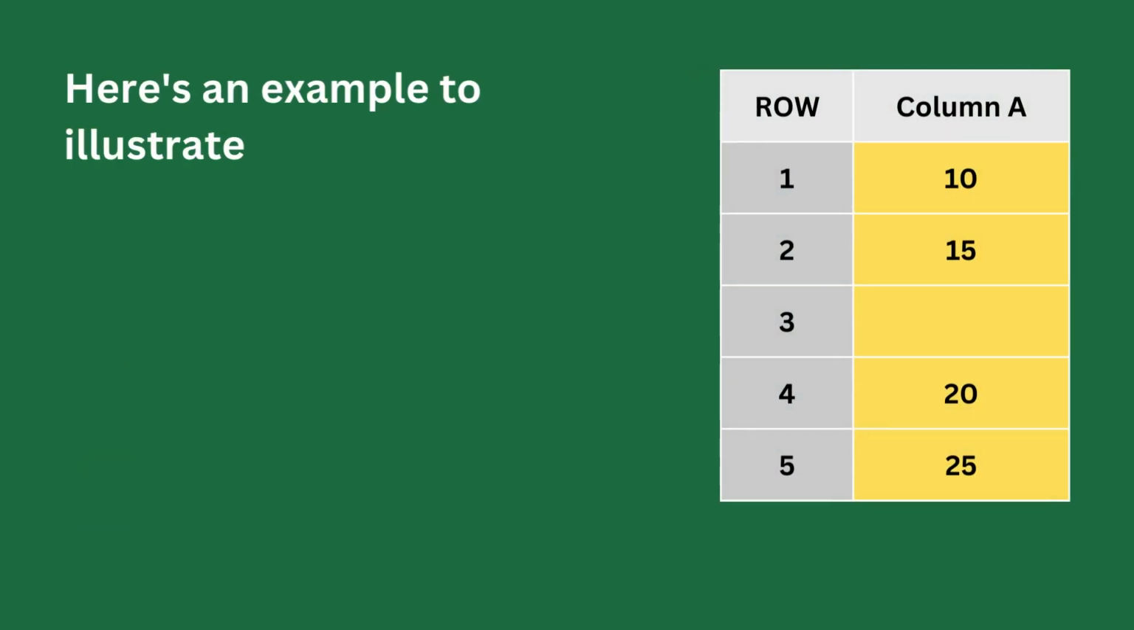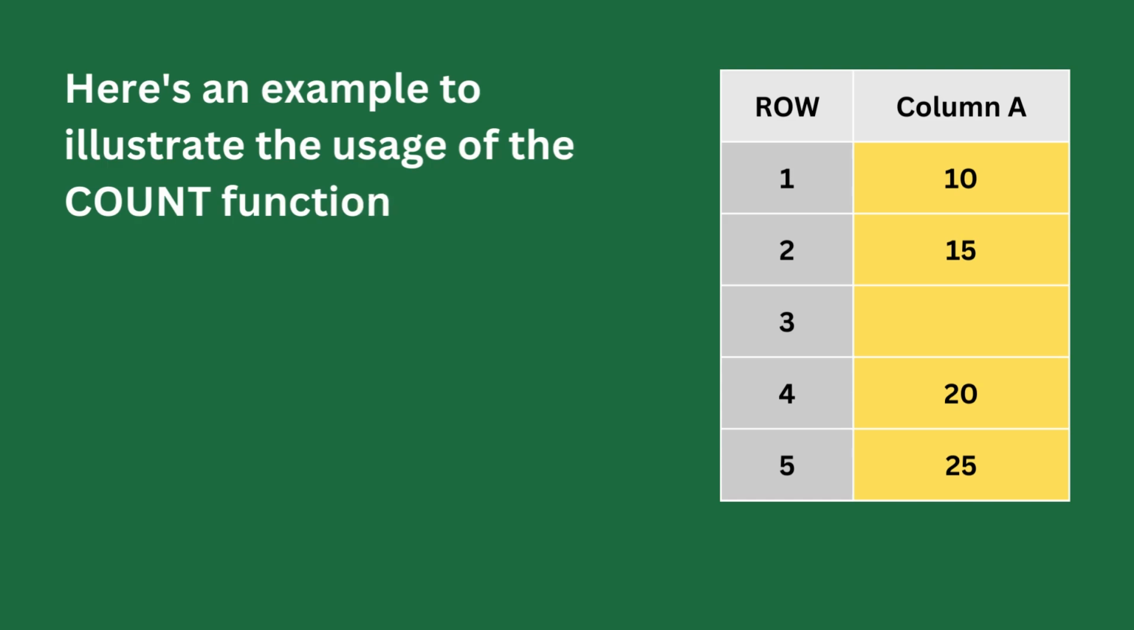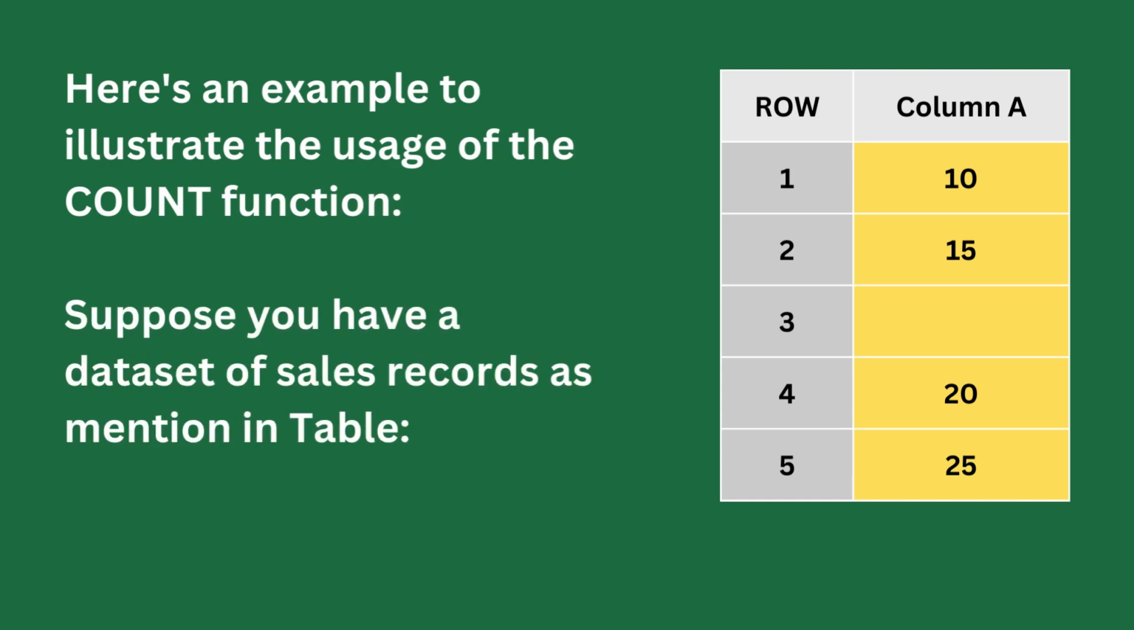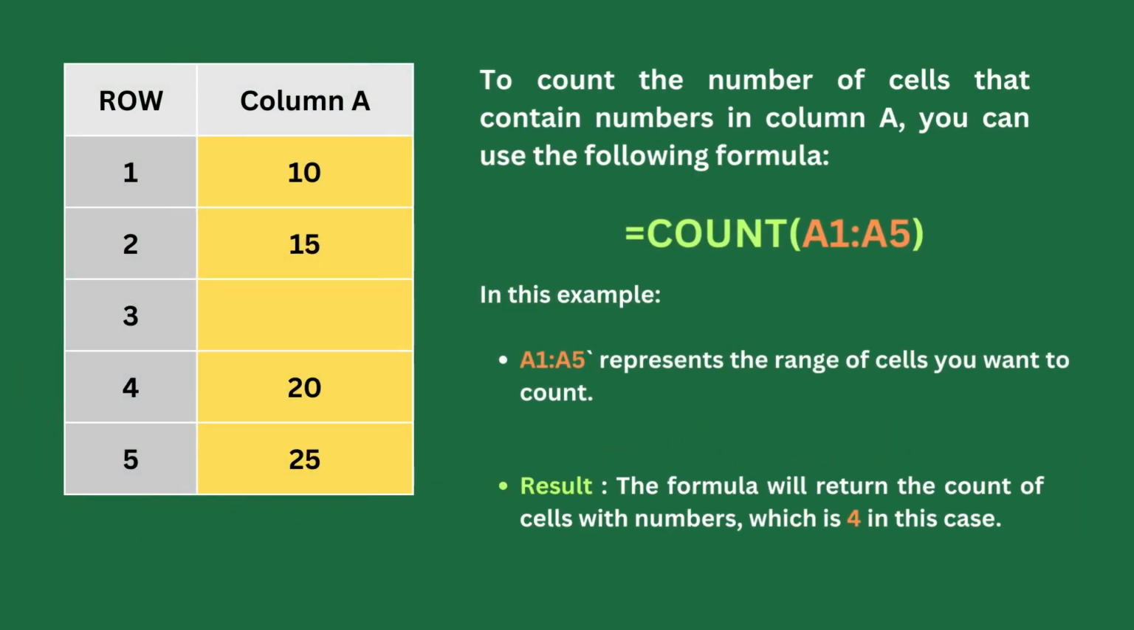Here's an example to illustrate the usage of the COUNT function. Suppose you have a dataset of sales records as shown in the table. To count the number of cells that contain numbers in column A, you can use the following formula: =COUNT(A1:A5). In this example, A1:A5 represents the range of cells you want to count. Result: the formula will return the count of cells with numbers, which is 4 in this case.